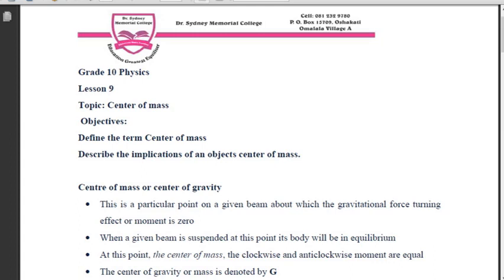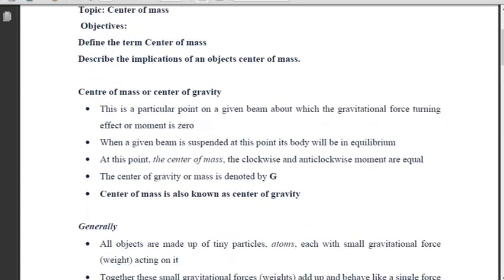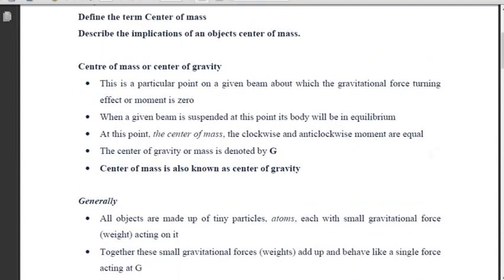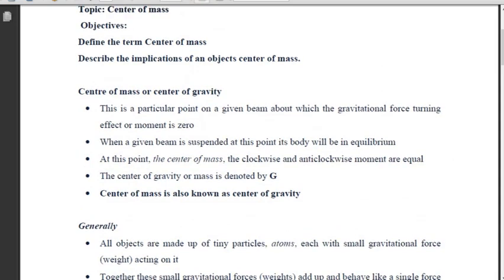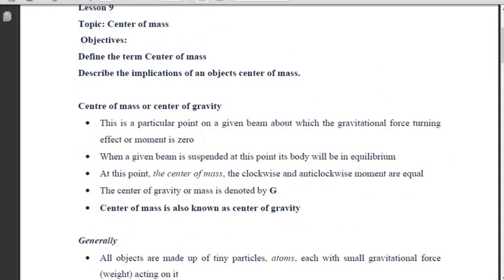What I'm going to do generally in this lesson is just give you a general overview. I'm not going to read these notes. These notes are for you to read. By the end of this lesson, you should be able to define the term center of mass, and describe the implications of an object's center of mass in relation to its stability. We're going to do that in this lesson, and also in lesson 10.